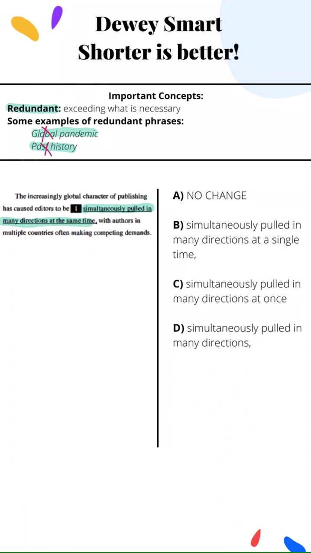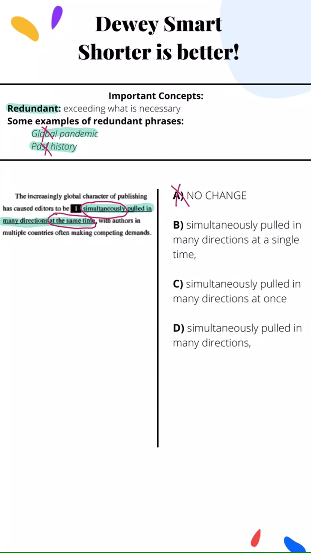Well, this is redundant, because what does simultaneously mean? It means at the same time. But we have at the same time right at the end of the sentence. So we shouldn't leave this alone. So let's eliminate A. Now, let's look at the shortest possible answer choice, which is D.